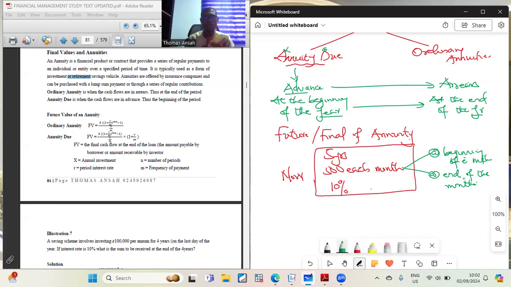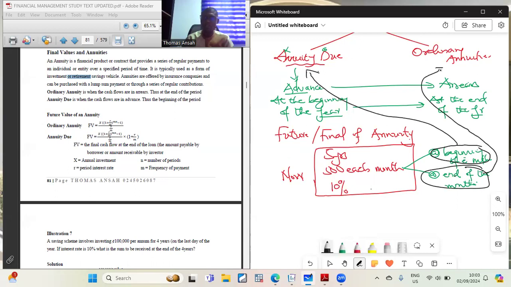All right. So we are going to look at the two scenarios. If this is at the beginning of the month, then which of them are we looking at? Obviously, annuity due. If it is at the end of the month, then obviously we are looking at what? Ordinary annuity. All right, so that is that. And so because it is a consistent flow of an income, we can use a formula.